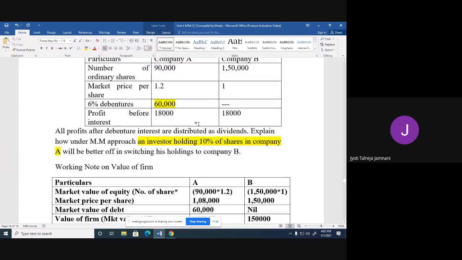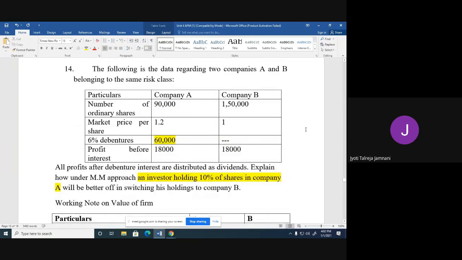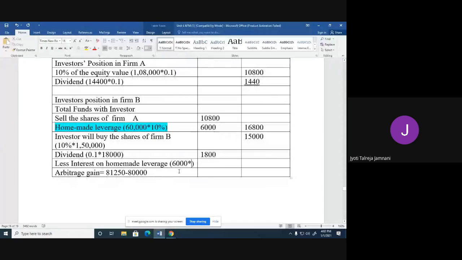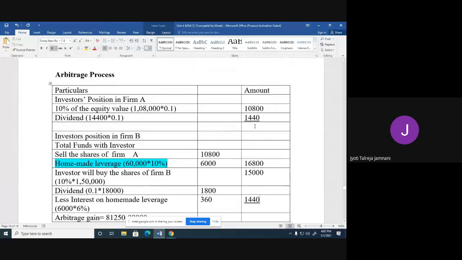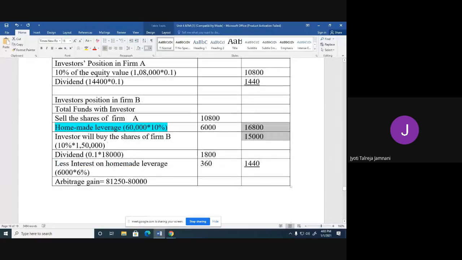Can anybody tell me what is the interest rate that I should take? I'm showing you the question. Tell me what is the interest rate I should take? 6%. Okay, so 6% debentures given here clearly. We'll take it as 6%. So on 6,000, he will pay 6% interest, which comes to 360 rupees. So 1800 minus 360, he will get an income of 1,440. If you see, same income in both the firms, but how much is he gaining? What is the arbitrage gain? 16,800 he had. From that 15,000 he invested. So how much is he gaining? 1,800. 1,800 is the arbitrage gain.